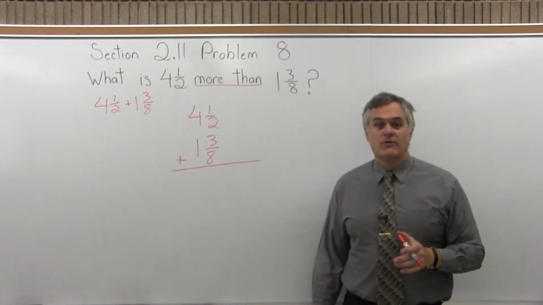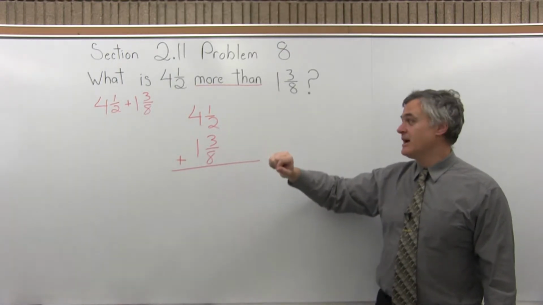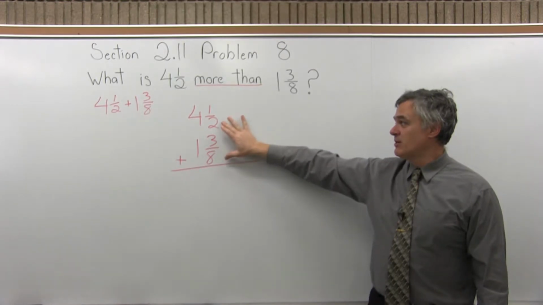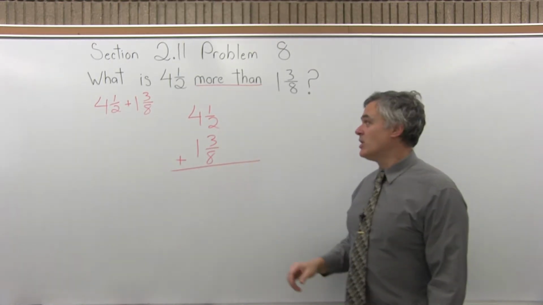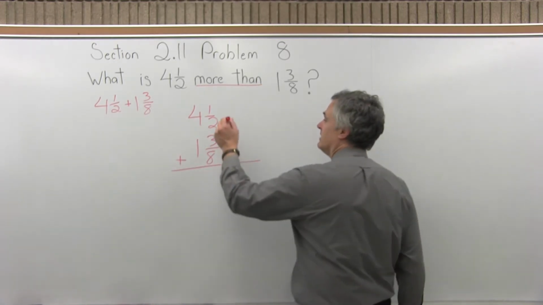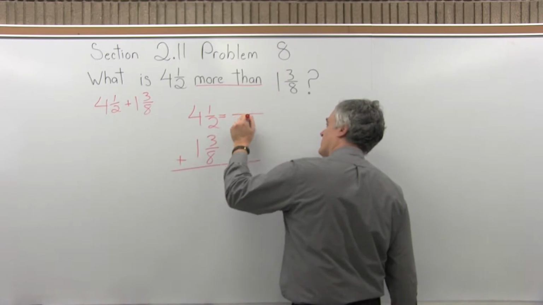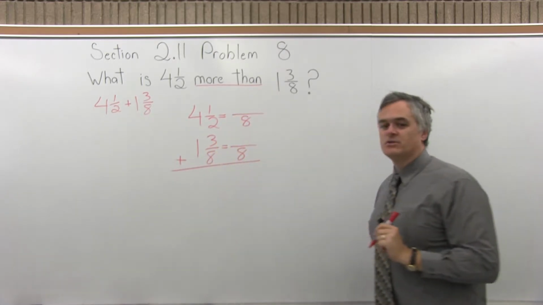Now, when I add fractions, I need to have a common denominator. My denominators are not the same yet, but I can make them the same. I have a denominator of 2 and a denominator of 8. 8 would make a very good common denominator. 2 divides into 8 evenly. 8 also, of course, divides into 8 evenly. So let's set up both fractions so they'll have a denominator of 8. Figure out what the numerators will need to be.